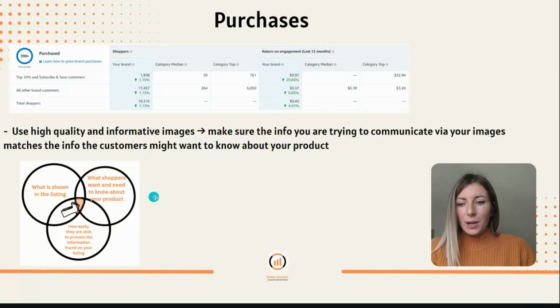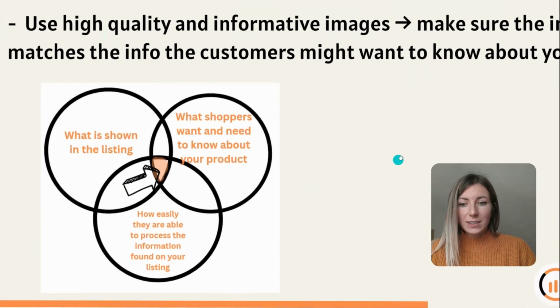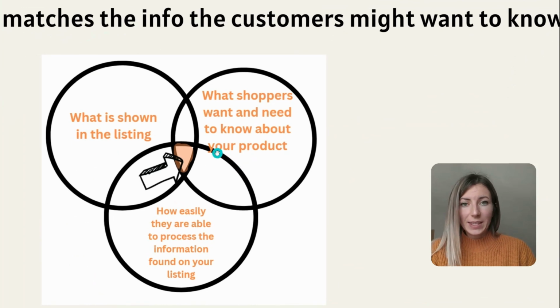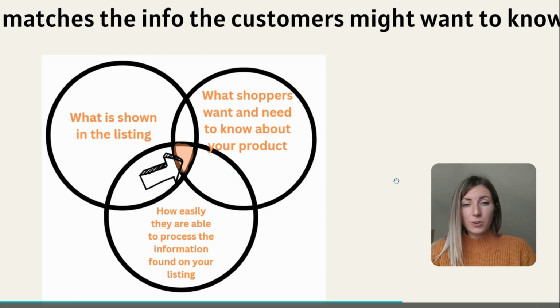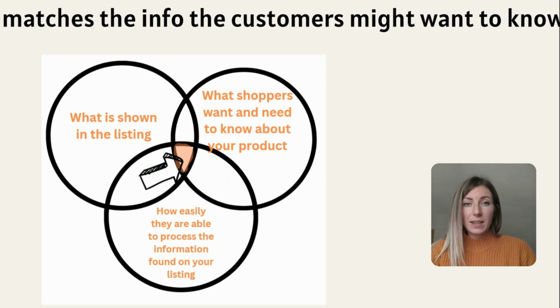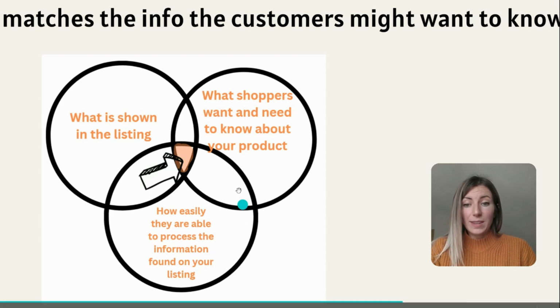And regarding this, we need to pay attention that the information we are trying to communicate with a certain image matches the information that the customers actually want to know about that product. So don't try to communicate information which might not be relevant to the shoppers, only to you. And also, it is crucial that all of the information you are trying to communicate is easily understandable by the shoppers, because they are not going to spend hours trying to understand what you want to say there.